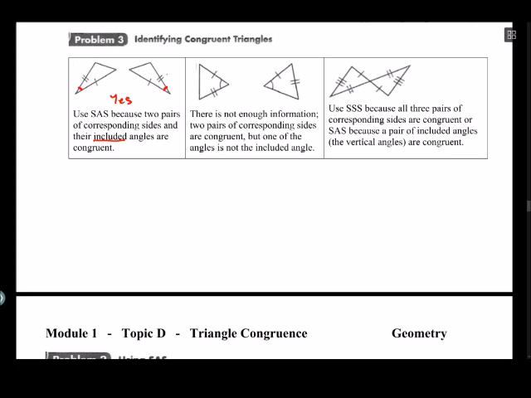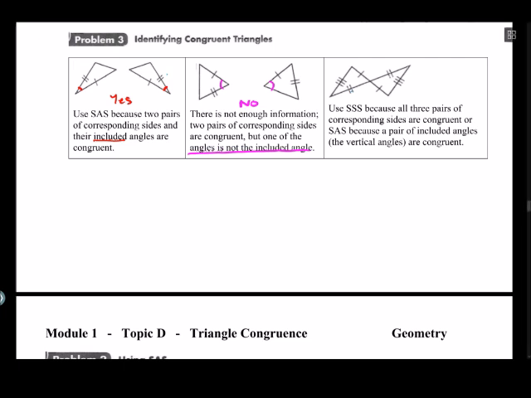Now let's look at these two. Well, we have two congruent sides, and I see a congruent pair of angles, but they're not in the right position, are they? The angle is not the included angle, so no on this one. They might be congruent, but we cannot prove it.